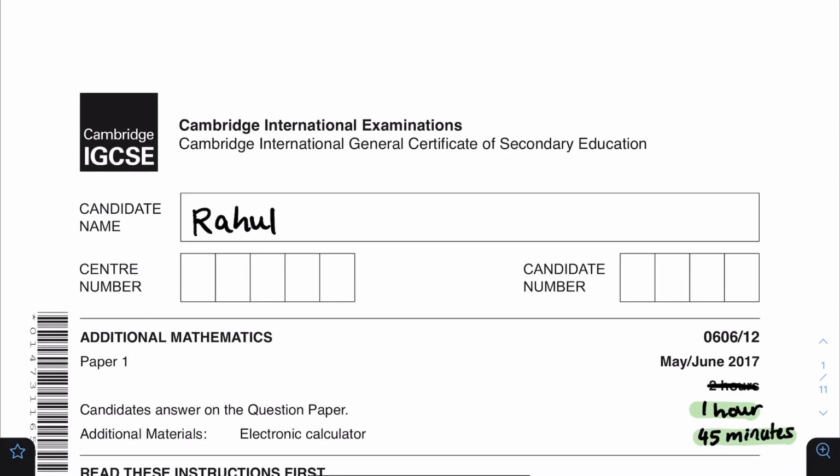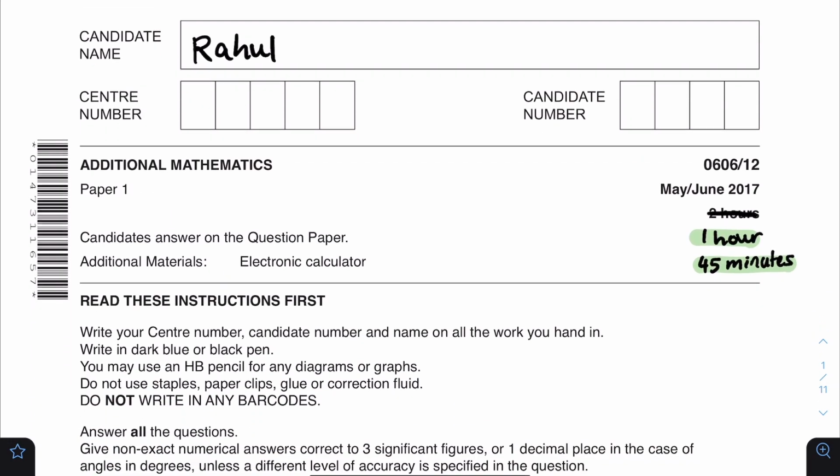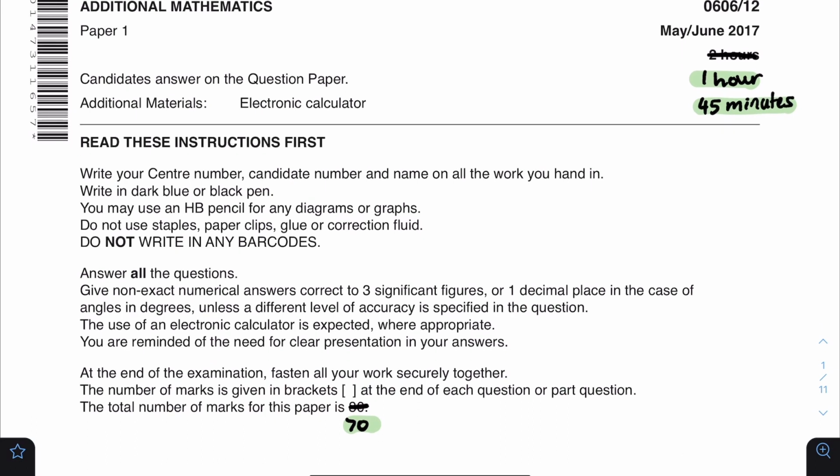Alright, hi guys. So in this video we're going to be doing another practice test walkthrough. I'm going to be doing an additional maths paper from the May-June 2017 session, paper 1, version 2. I've taken off one part because it's about matrices and that's no longer on the syllabus. So this is going to be a 70-mark paper, without the matrices now, and it's going to be 1 hour 45 minutes to account for the 1.5 minutes per mark.